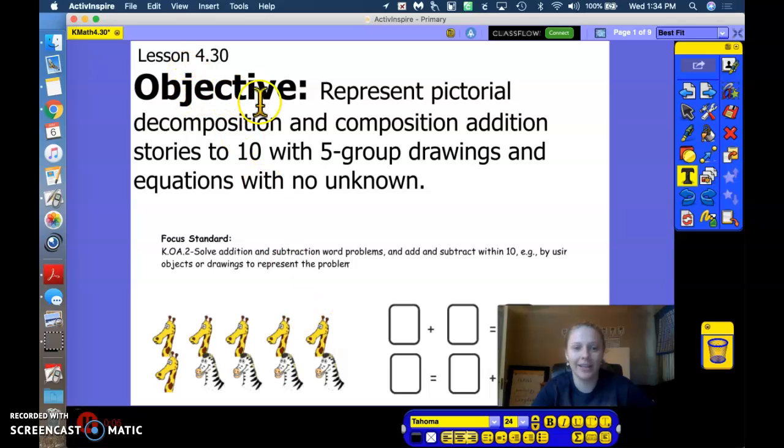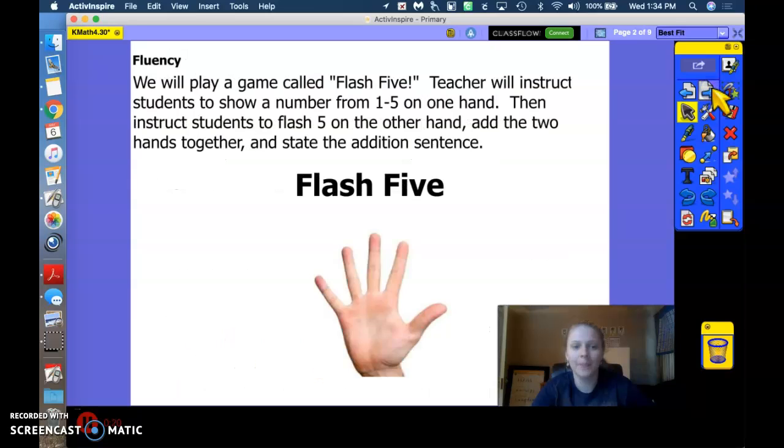Here's our objective. Represent pictorial decomposition and composition addition stories to 10 with 5 group drawings and equations with no unknown. Let's get started. All right, the first game that we're going to play is Flash 5. I'm going to have you show me a number, and then we're going to add 5 to that number. So let's get started with 1.